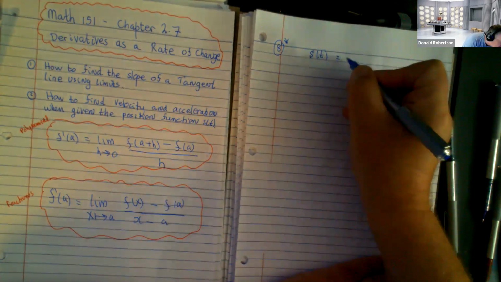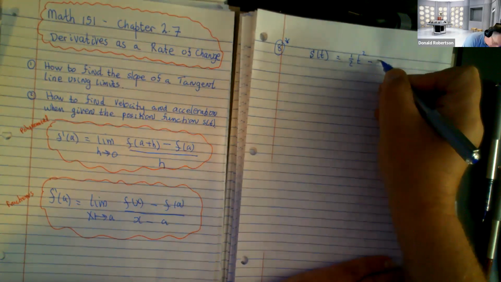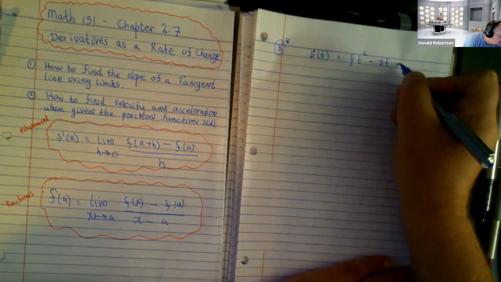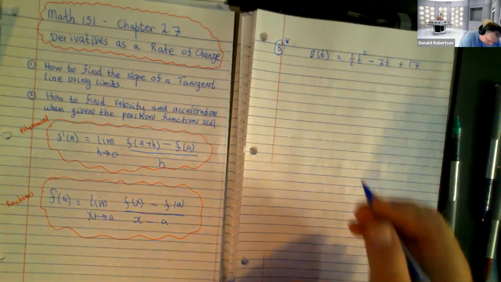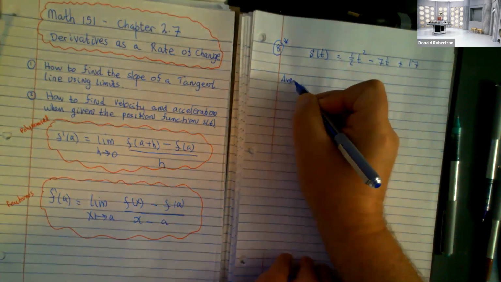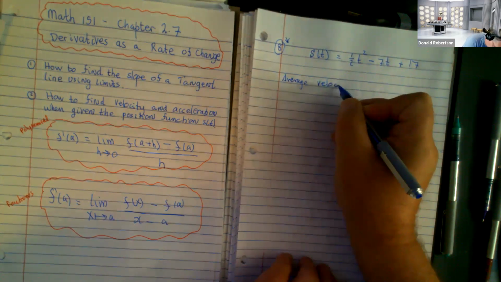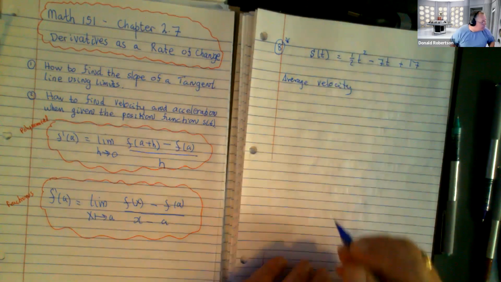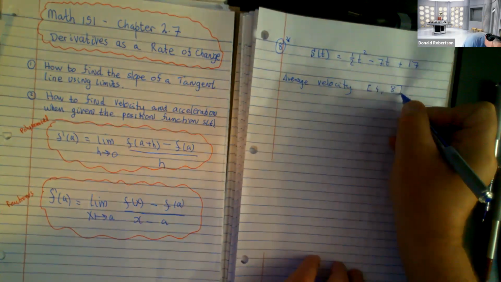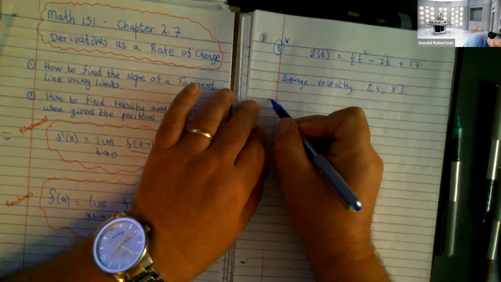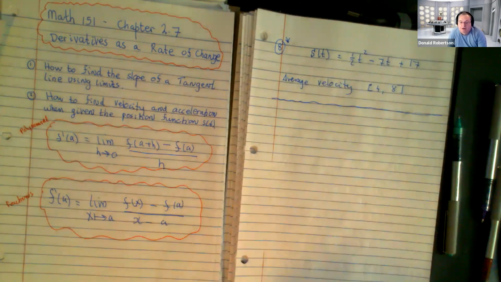position function, and it happens to be 1/2 t squared take away 7t plus 17, and we're being asked to find the average velocity. And then they give us intervals, like from 4 to 8. So that's an example of being asked to find an average velocity.